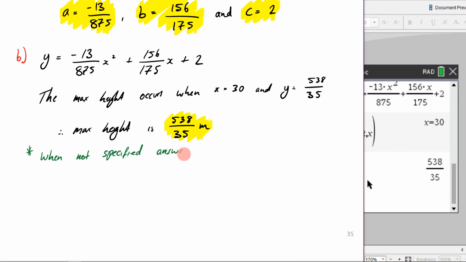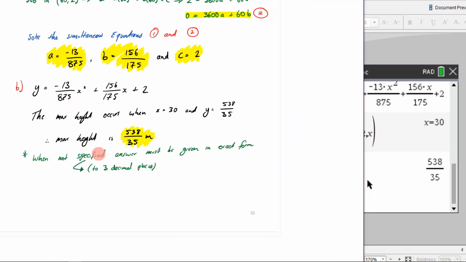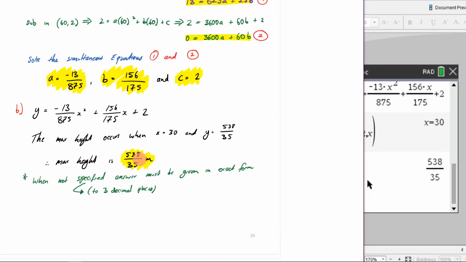Answer must be given in exact form. And when I say specified, what I mean is the question hasn't said 2 or 3 decimal places. Because it hasn't specified how many decimal places to answer to, that means it wants the answer as an exact. So this right here is an exact answer.